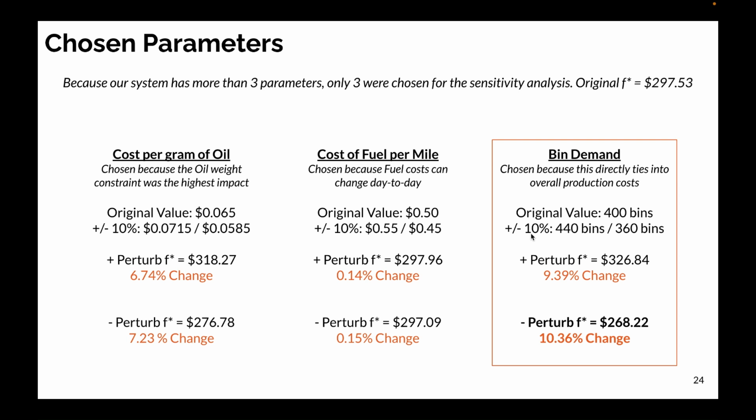Because our system had more than 3 parameters, only 3 were chosen for this analysis. These were cost per gram of oil, because the oil weight constraint was one of the highest impacts, the cost of fuel per mile, because gas prices are always changing, and bin demand, because this just made sense that it would affect our overall production costs. And as you can see, the bin demand did have the highest percent difference when we modified it into the negative direction, as well as in the positive direction.